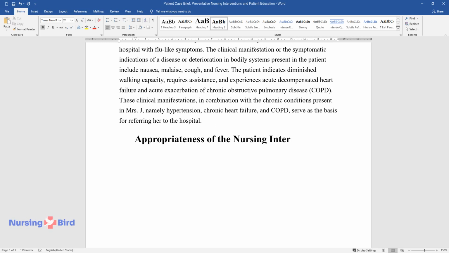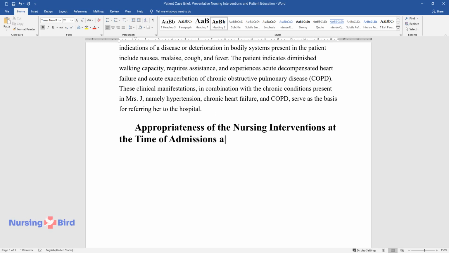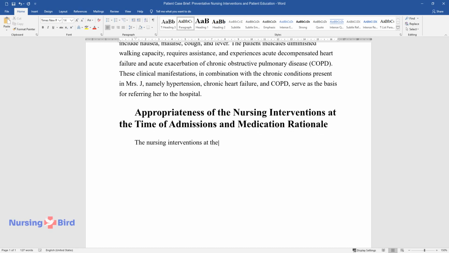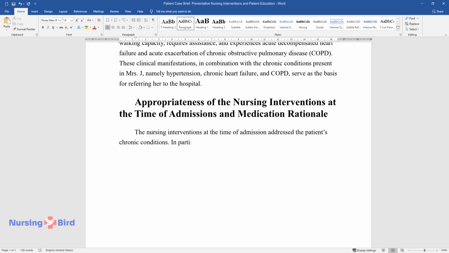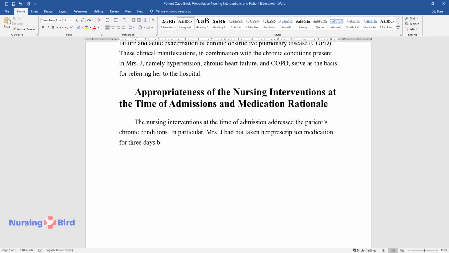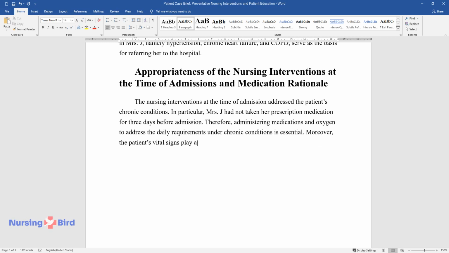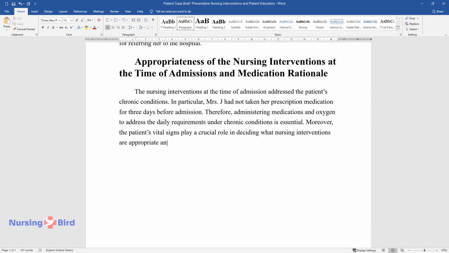Appropriateness of the nursing interventions at the time of admission and medication rationale. The nursing interventions at the time of admission addressed the patient's chronic conditions. In particular, Mrs. J had not taken her prescription medication for 3 days before admission. Therefore, administering medications and oxygen to address the daily requirements under chronic conditions is essential. Moreover, the patient's vital signs play a crucial role in deciding what nursing interventions are appropriate and the most required.